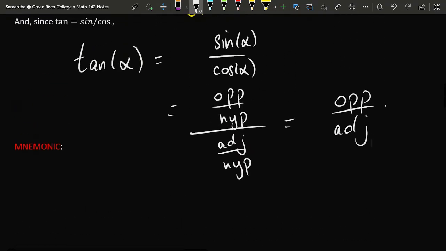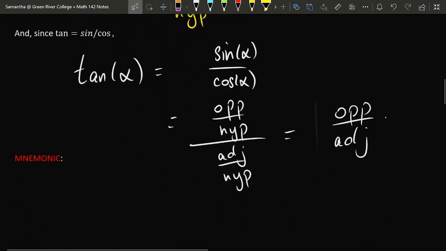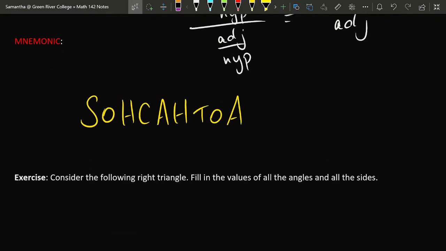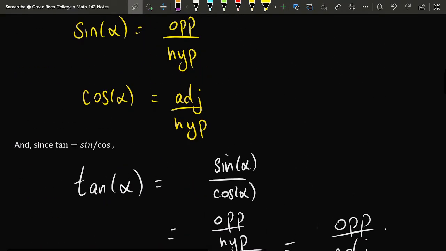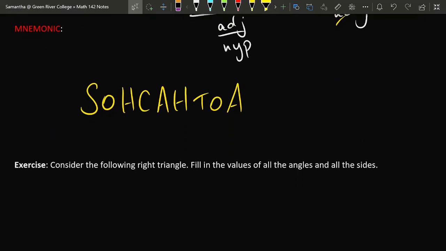So the mnemonic for the meaning of sine and cosine and tangent in a right triangle is SOHCAHTOA. You'll get people who have never taken a math class or haven't taken a math class in 25 years who know this abbreviation. SO is for sine opposite hypotenuse. CA is for cosine adjacent hypotenuse. And TOA is for tangent opposite adjacent. So SOHCAHTOA is the mnemonic for these three formulas.